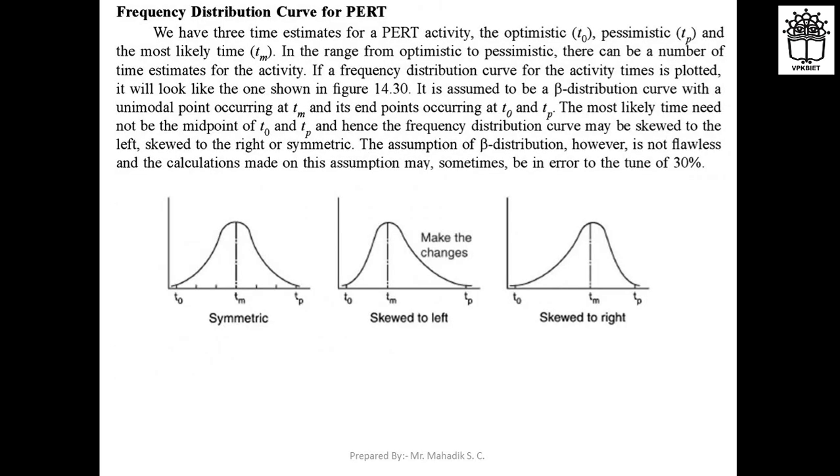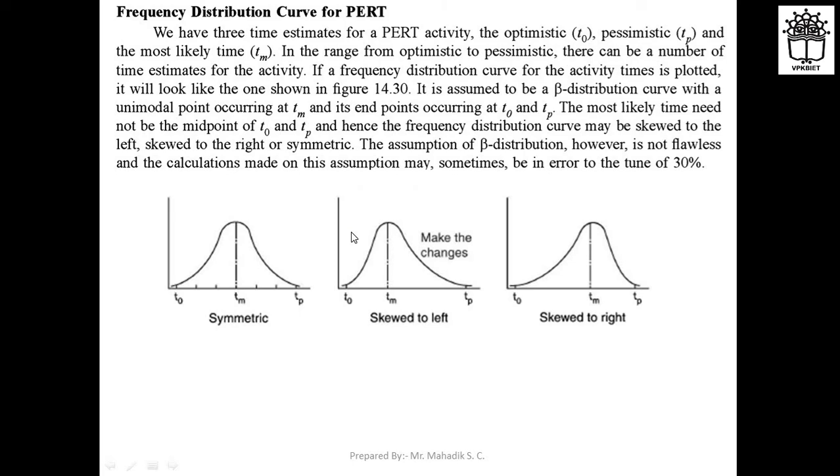So the frequency distribution of a PERT activity is given like this. We have three time estimates for a PERT activity: the optimistic TO, the pessimistic TP, and the most likely time TM. In the range from optimistic to pessimistic, there can be a number of time estimates for the activity. If a frequency distribution curve for the activity times is plotted, it will look like the one shown in the figure at the bottom.